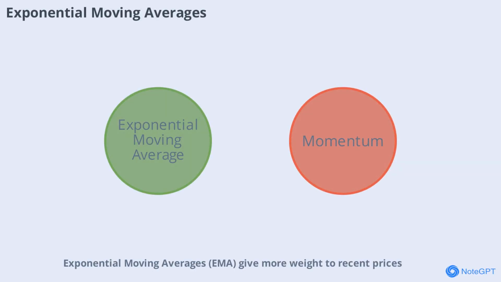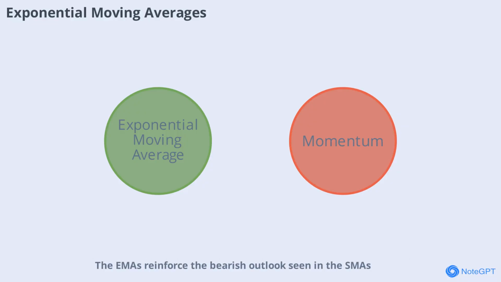Exponential moving averages, EMA, give more weight to recent prices, making them responsive to sudden market changes. For ARRT, the 5-day EMA is 0.232, while the 200-day EMA is a much higher 22.7. This stark contrast highlights the sharp decline in price over recent periods. The EMAs reinforce the bearish outlook seen in the SMAs, with shorter-term EMAs lagging far behind the longer-term values. This divergence is a strong signal of ongoing downward momentum.